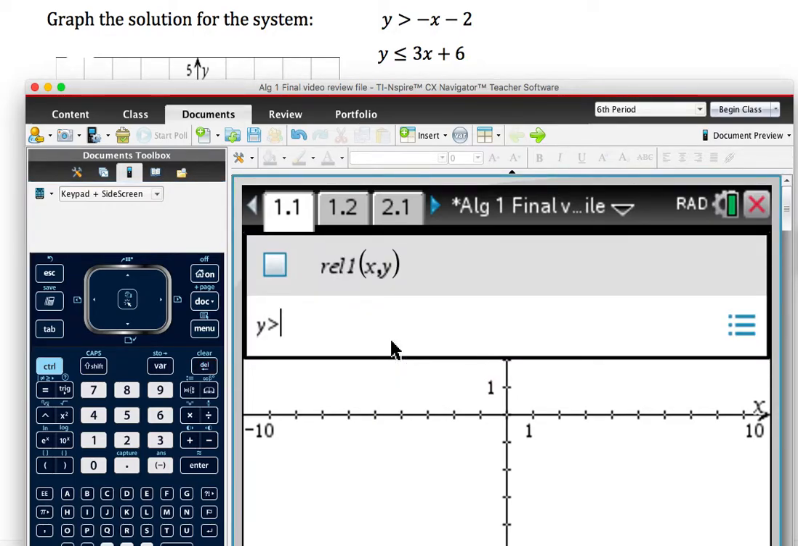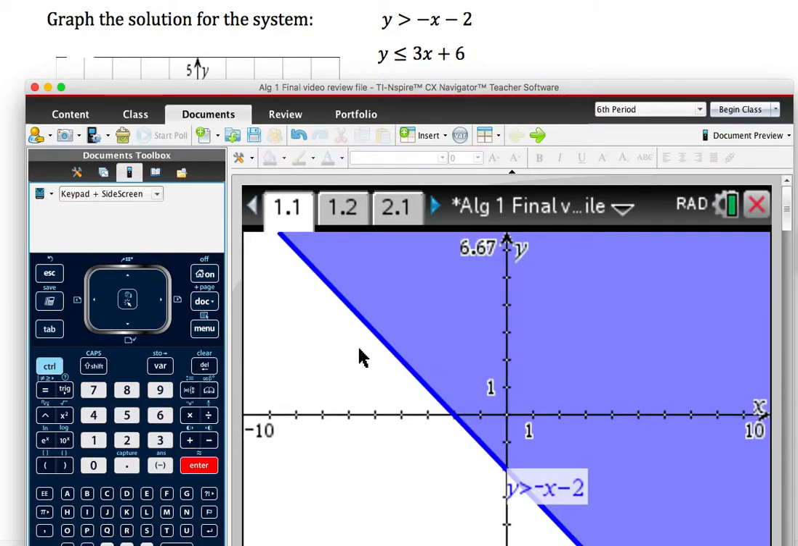And then we're just going to go ahead and fill in the rest. So negative x, and then minus 2. Make sure you're using the minus sign and not the negative sign for the minus 2, because those are two different things. Once you have that typed in, you push enter, and then you get this graph.